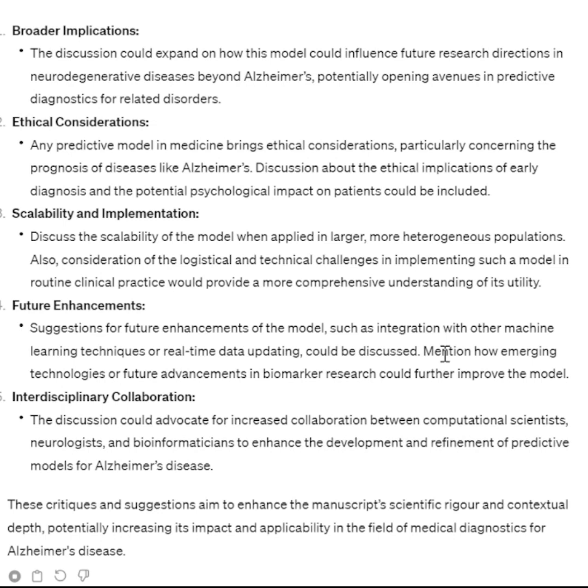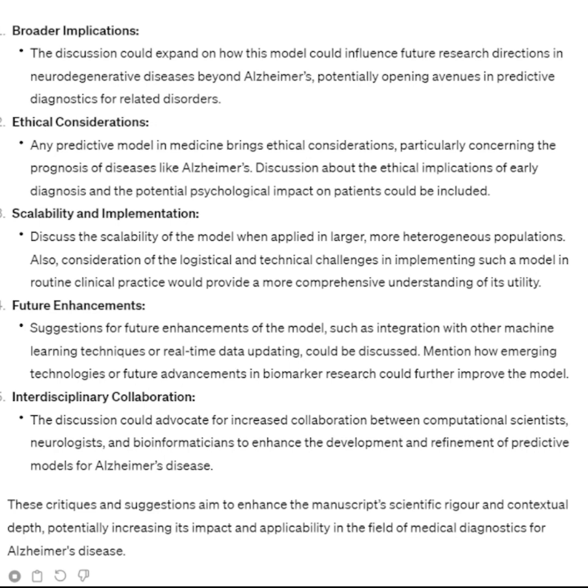4. Future enhancements. Suggestions for future enhancements of the model, such as integration with other machine learning techniques or real-time data updating, could be discussed. Mention how emerging technologies or future advancements in biomarker research could further improve the model. 5. Interdisciplinary collaboration. The discussion could advocate for increased collaboration between computational scientists, neurologists, and bioinformaticians to enhance the development and refinement of predictive models for Alzheimer's disease.